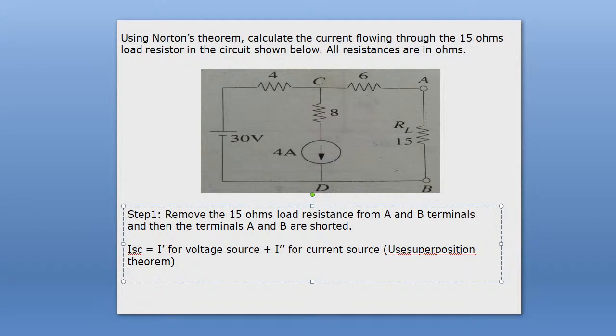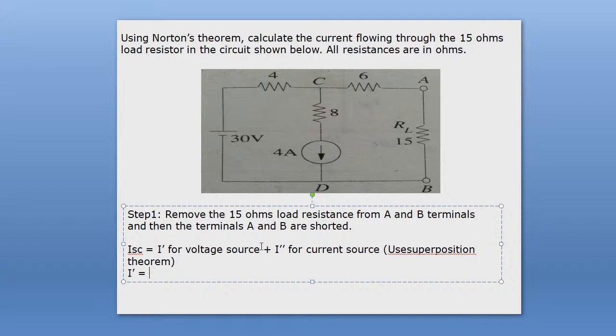So we can write I dash, the current only for voltage source. How much will you get for voltage source? You will get how much current? So you see that if you open this current source, this is infinite. It has infinite resistance. Then you will get a circuit having this series resistance 4, 6, and 30 volt.